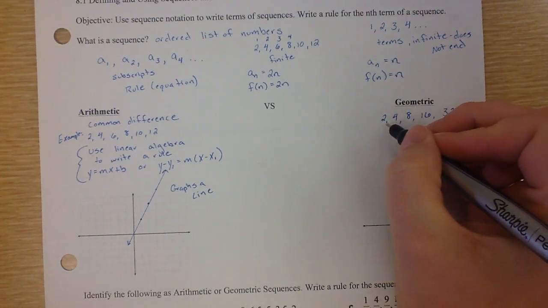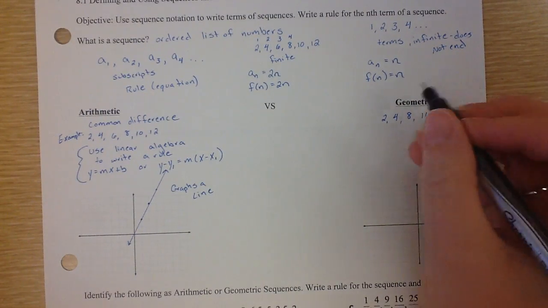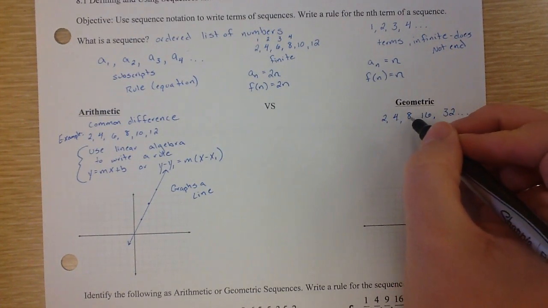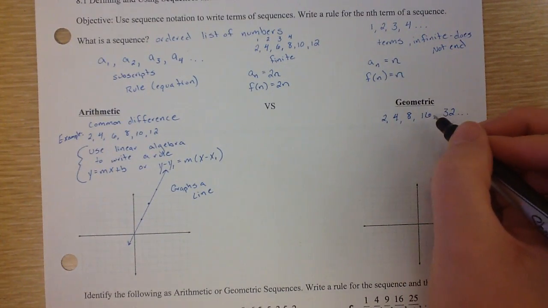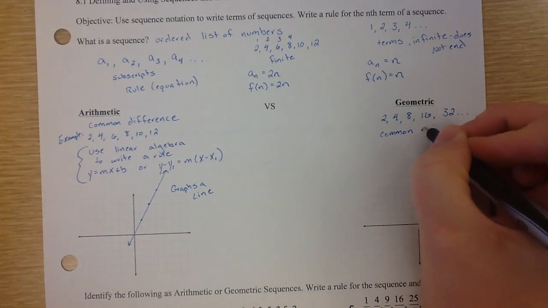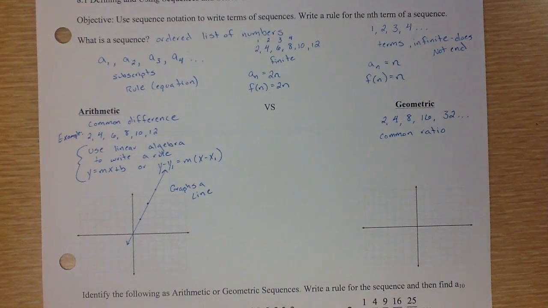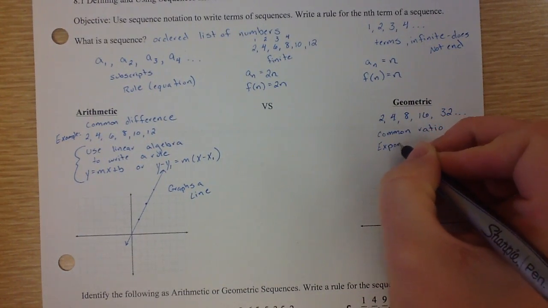Okay, if you notice here, if I subtract each time, I'm not getting the same difference. But if I divide, if I look at that common ratio, 4 divided by 2 is 2. 8 divided by 4 is 2. 16 divided by 8 is 2. 32 divided by 16 is 2. So there's actually that common ratio. And if you remember back to when we talked about this common ratio idea, that meant what? It graphed an exponential.